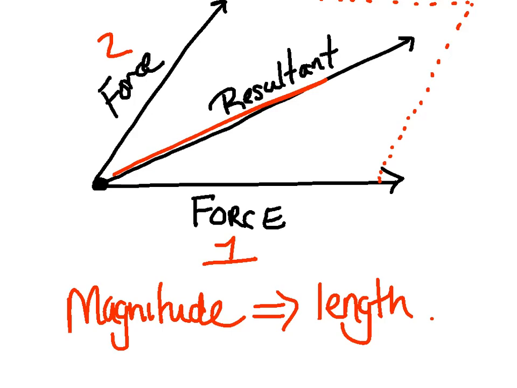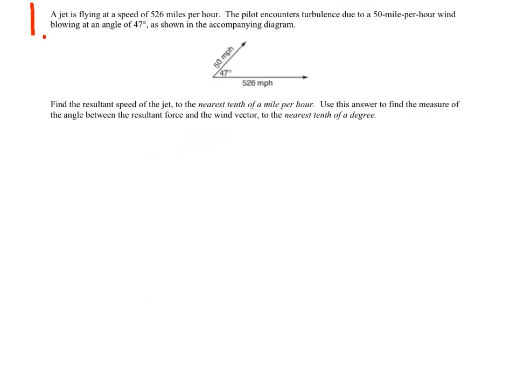So let's set up our first example. A jet is flying at a speed of 526 miles per hour. The pilot encounters turbulence due to a 50-mile-per-hour wind blowing at an angle of 47 degrees as shown in the accompanying diagram. So they were nice and drew it out for us. That's not going to happen most of the time. Find the resultant. So there's our question. Let's box that word in or write that word down with a question mark.